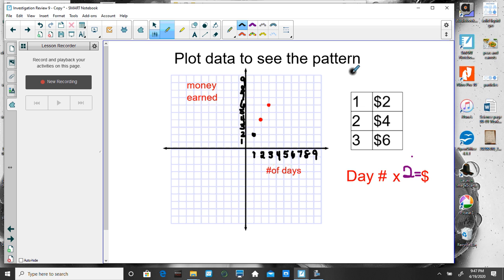If I had 10 days, times it by 2, and we get what number? Hopefully you said 20. That doesn't look good, but we're going to leave it for right now. 10 times 2 equals $20. And so if I work 10 days, I would get $20. Okay, all right, on to our next page.